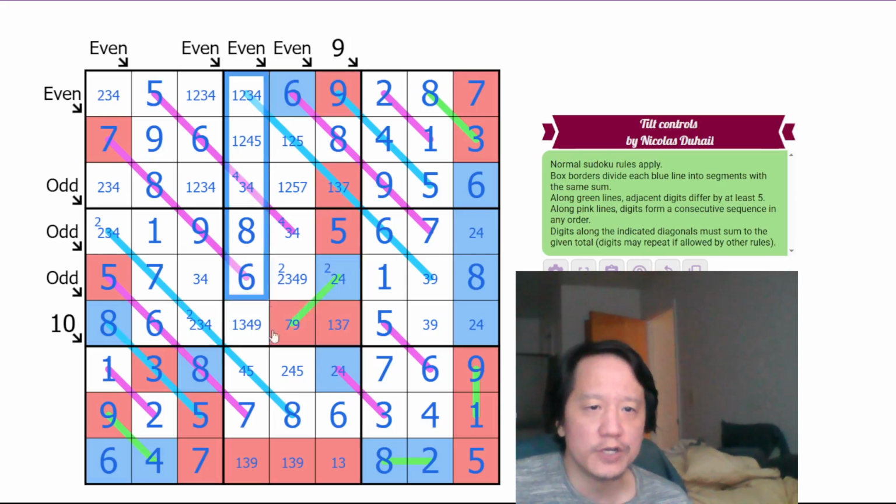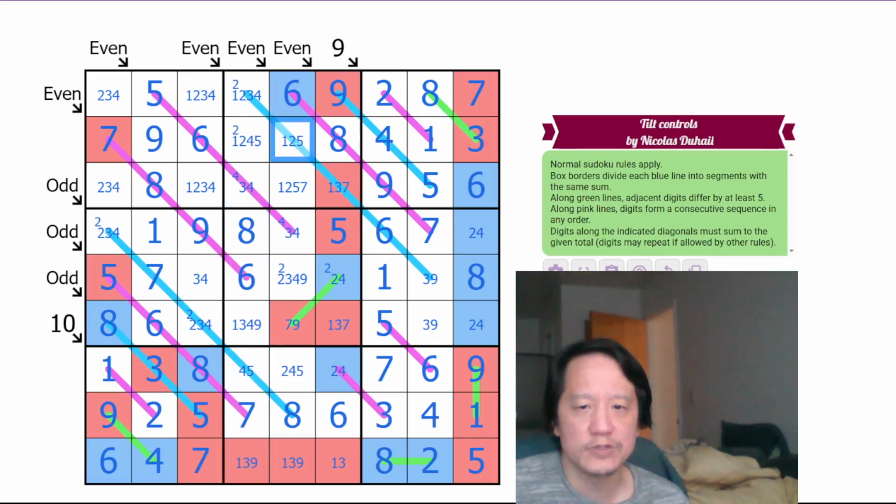Where is 2 then in column 4? Can't be any of these digits. So it has to be one of these 2, which means this can't be 2 in box 2. Also, 1 eliminates 1 here, so that's 5. That leaves that as a 2 there. So this cannot be 2 here. So we have a 5 here.